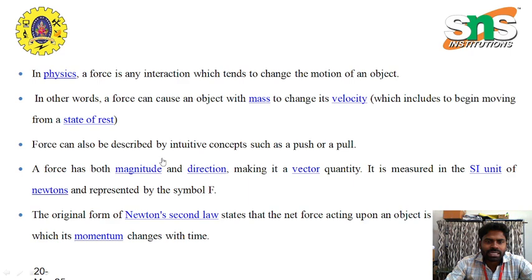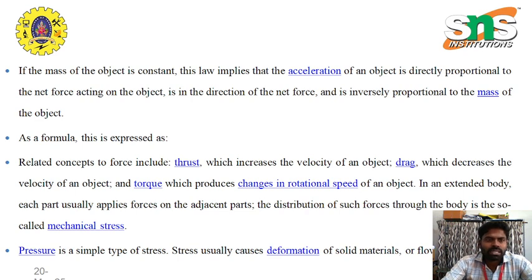A force can also be described by intuitive concepts such as pull or push. It means a pull type of force or a push type of force. A force has both magnitude and direction, so it is called a vector quantity. The unit of force is the Newton, and the original form of Newton's second law says that the net force acting upon an object is equal to the rate at which its momentum changes with time. Next, if the mass of the object is constant, this law implies that the acceleration of an object is directly proportional to the net force acting on the object, in the direction of the net force, and inversely proportional to the mass of the object.